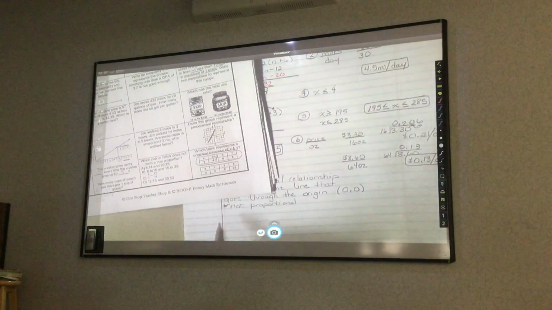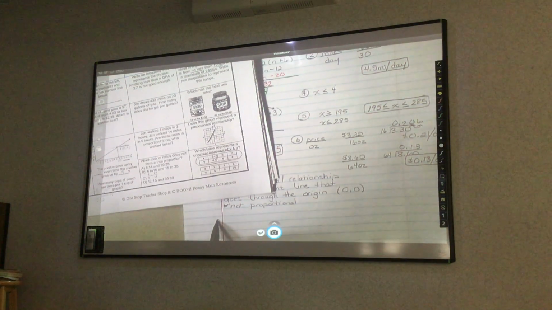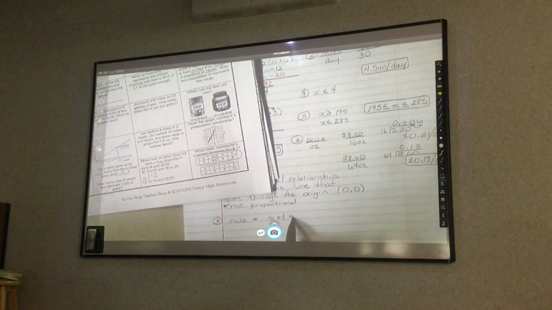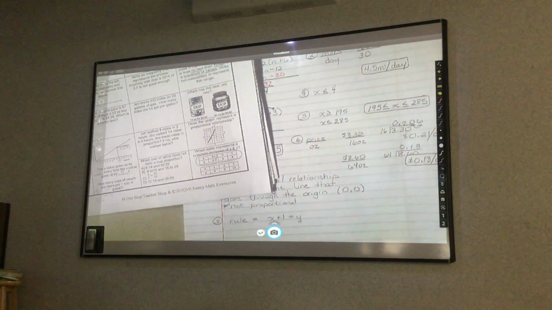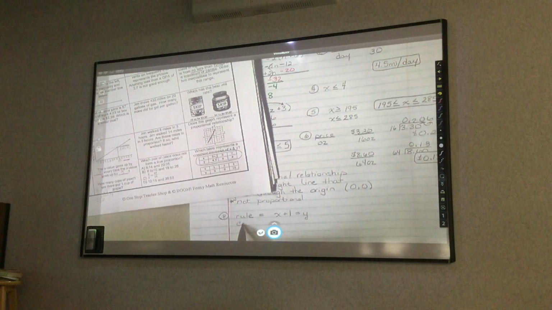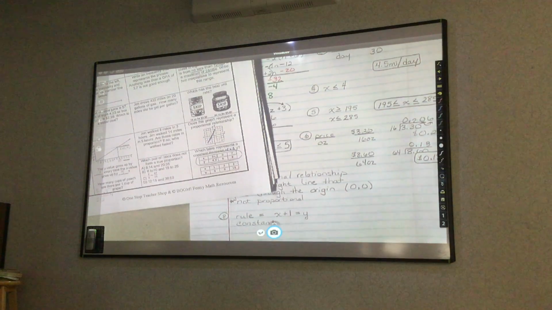And on your paper, you have to write a rule. So the rule is x plus 1 equals y. And that's our constant. Go ahead and take pictures and submit it, please.